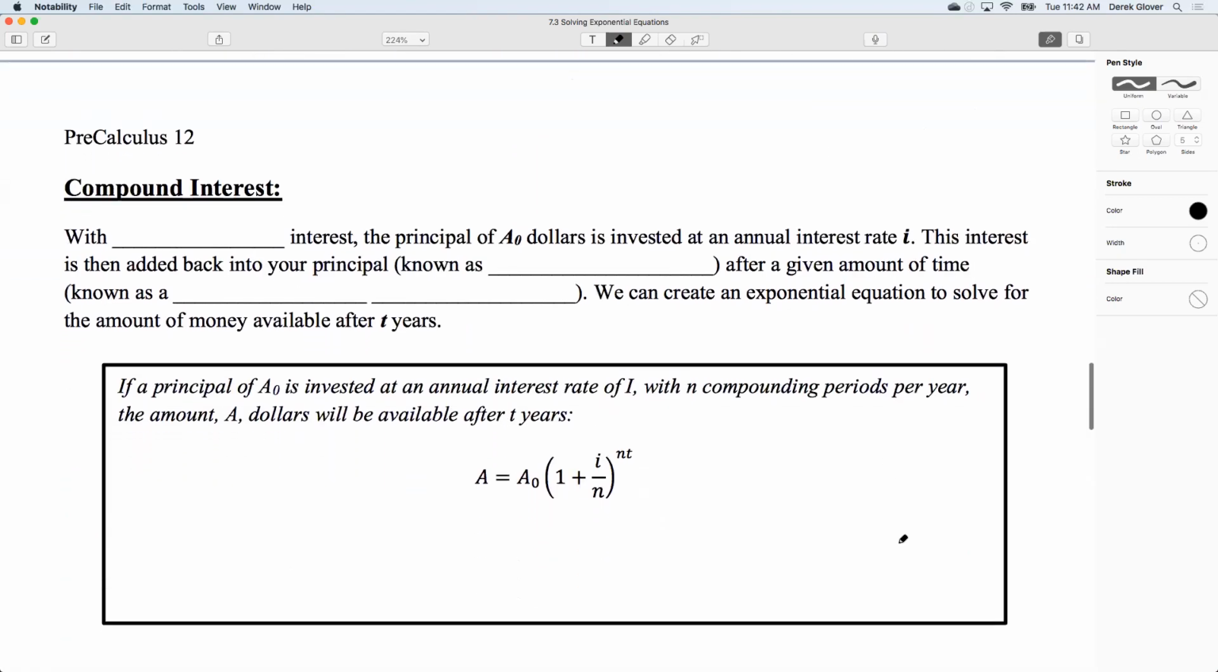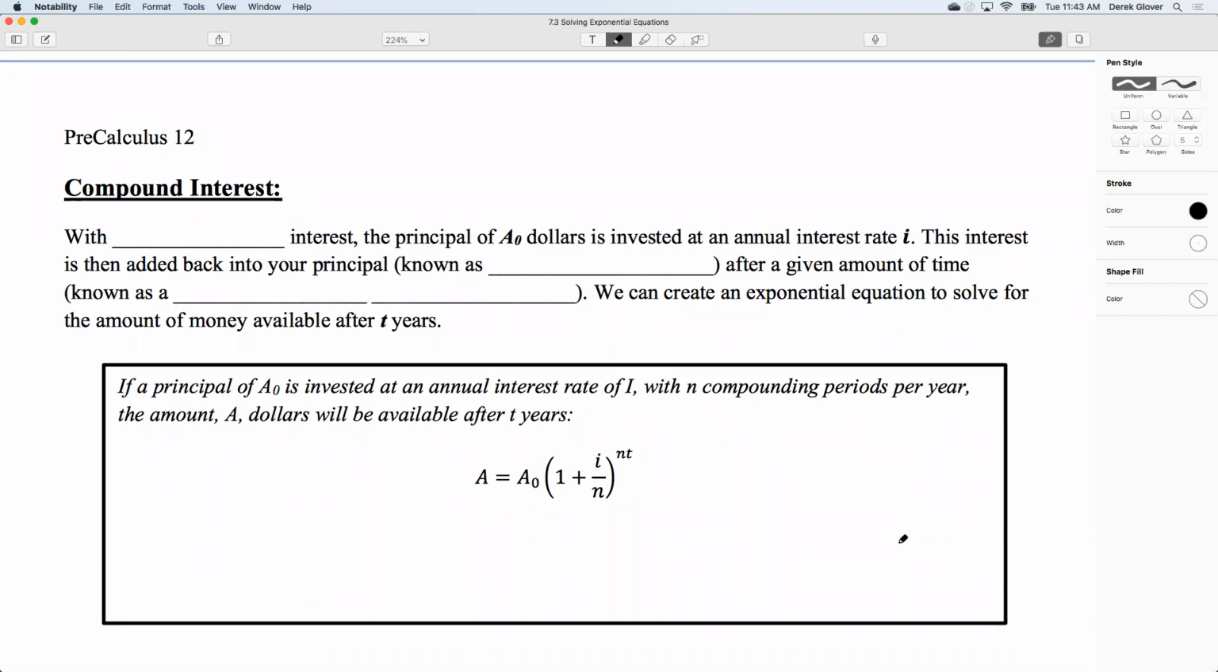Which leads us into the next topic, compound interest. And so we're going to spend a bit of time on this. This is actually some of the more real-world application type stuff that you're going to be doing in this course, and it's actually very useful information to have. So we're going to start by defining compound interest. We'll talk about what it is, and then we're going to use exponential functions to model compound interest problems.